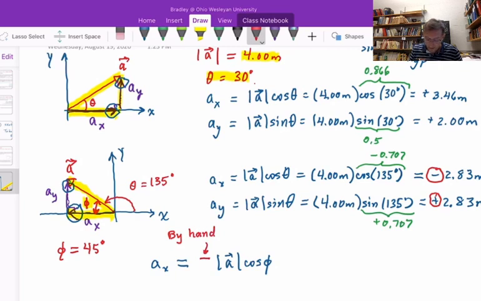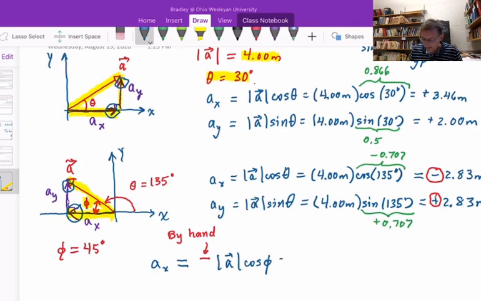But it's not hard to see that you have to do that because you can see from your little diagram that a sub x is negative because of the arrowhead on a sub x pointing in the negative x direction. But the point is that if you use angles less than 90, like the phi in this picture, you're going to have to be able to see from your diagram which components are negative and put the negative sign in by hand.